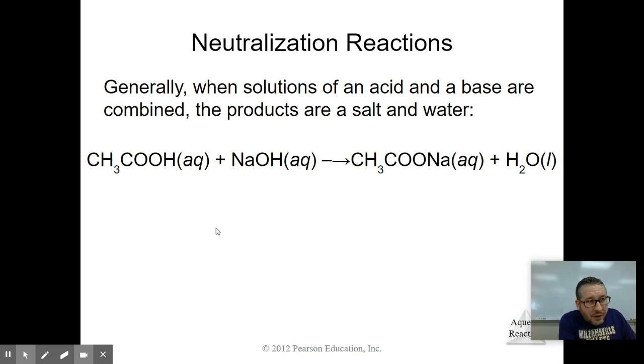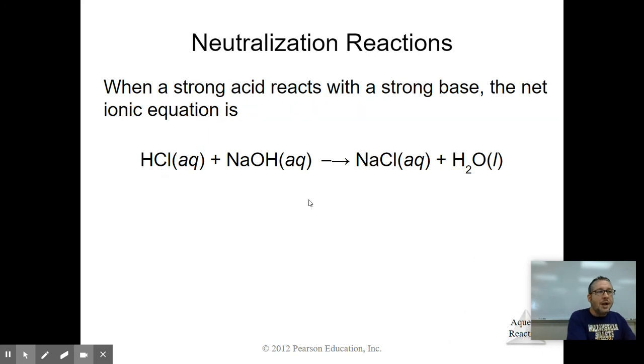This hydrogen goes off and joins this hydroxide. This sodium goes off and joins this acetate. They do-si-doed. They switched partners. With certain reactions, we can do a net ionic equation, okay? Much like we did in yesterday's video.